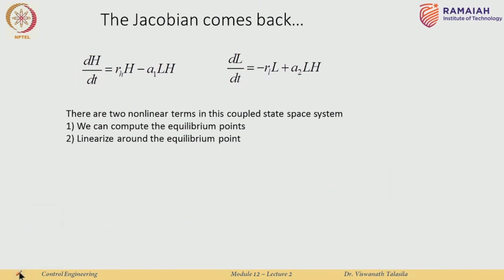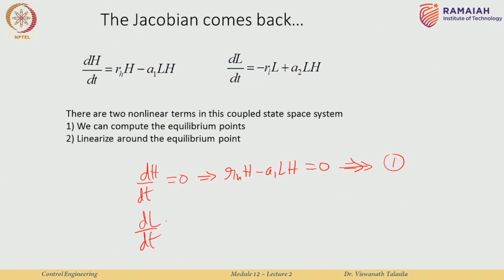And that is of course fairly simple, because in this case it is just algebraic expressions. So, we set dH by dt equal to 0, and this basically means RH times H minus A1 LH is equal to 0. Let us just call it equation number 1, we will come to the other one later. We do the same thing with dL by dt, we set this equal to 0, and this would mean that minus RL times L plus A2 LH equal to 0. We have two equations and two unknowns, the unknowns are L and H, and remember these are functions of time.